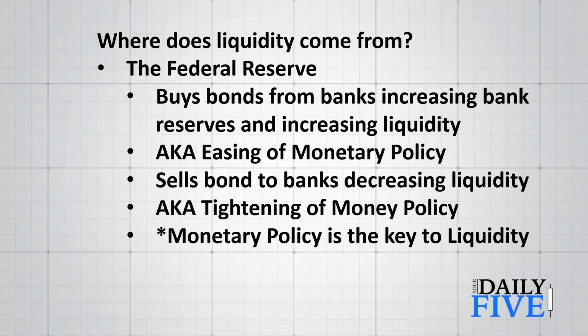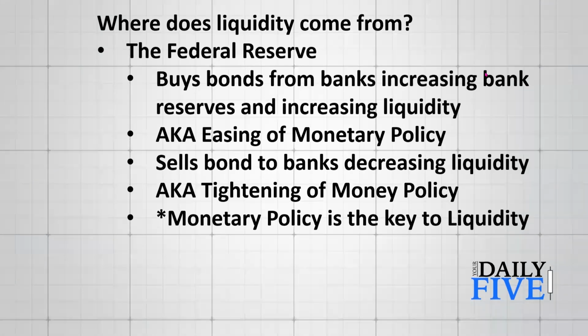So where does liquidity come from? Well, at its most basic, it comes from the Federal Reserve. When the Fed buys bonds from banks, it increases bank reserves and increases liquidity in the system. It's otherwise known as easing of monetary policy. The opposite is true when the Fed sells bonds to banks, decreasing liquidity, and that is called tightening of monetary policy. So the key point here is that monetary policy is the key to liquidity.